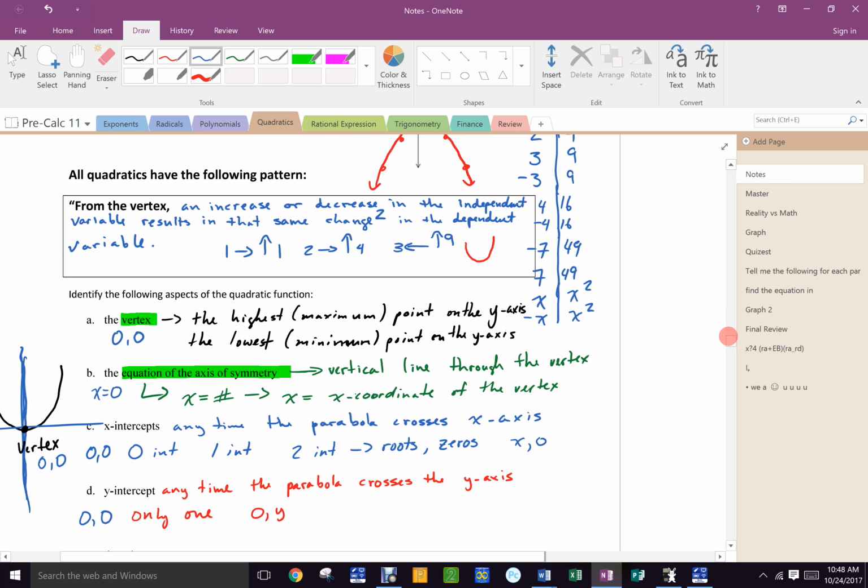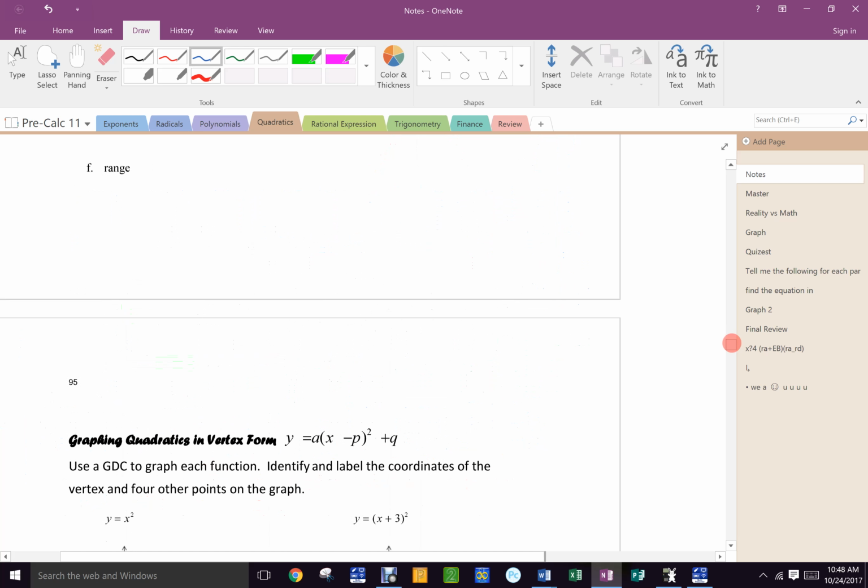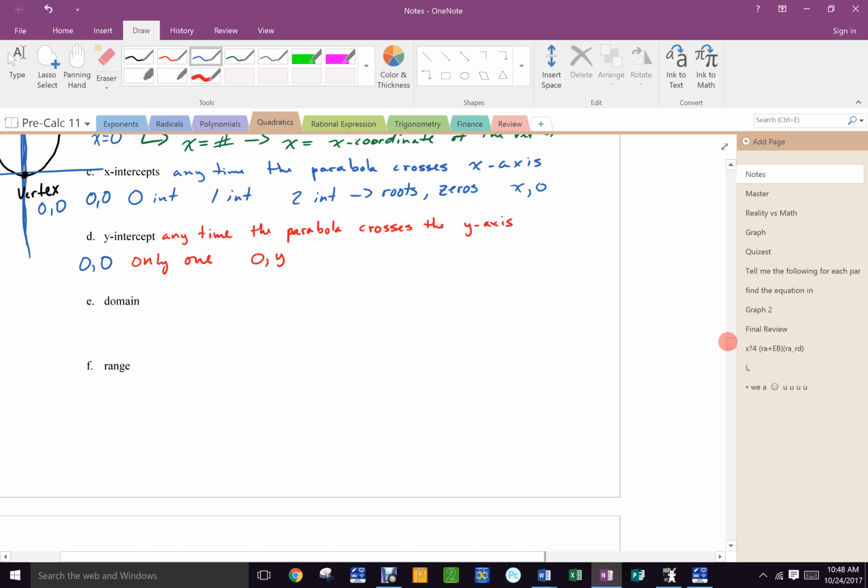Yes? Okay. Then we're going to do the last thing we're going to do today. We're going to talk about domain and range. What is domain? Who can remember? It is all possible x values. What is the range? All possible y values.